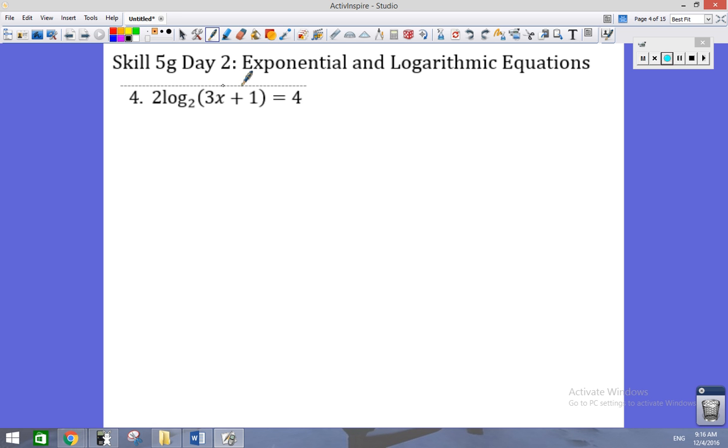We don't have a log equal to a log like previously, so I want to use the definition of a logarithm to convert this log equation to an exponential equation. But before I do that, I could do a couple things. I could raise the 2 up as an exponent, or why not just divide both sides of this equation by 2? Because the factor of interest is this log that contains my variable. So why not just go ahead and start right off and divide this by 2 to get this factor by itself.